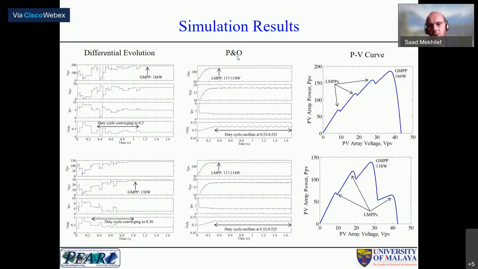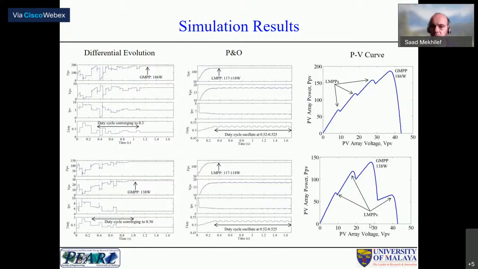However, with the P&O algorithm, you can see it reaches steady state faster, but the problem is it does not track the MPP. It tracks much lower power compared to the DE. This shows the power, the voltage, the current, and the duty cycle and how it changes. The duty cycle keeps adjusting until it reaches 0.3, and then it settles at 0.3, which corresponds to the MPP.